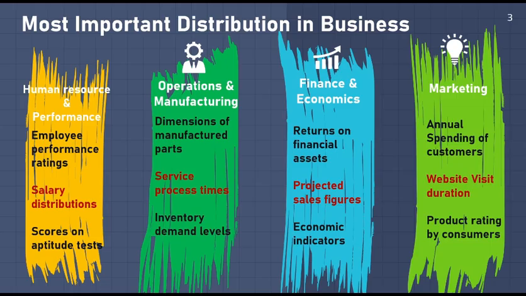In finance and economics, this can help us understand the returns on different financial assets. It can help us in projection of different sales figures, and it can help us in combining different economic indicators or finding the distribution or classification of different subjects or entities based on the values of a single economic indicator or a number of economic indicators.